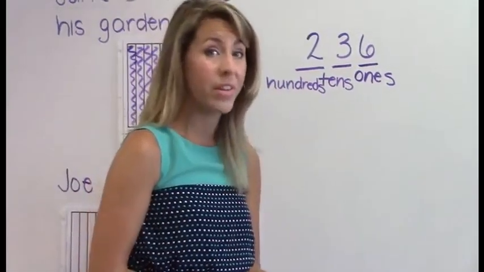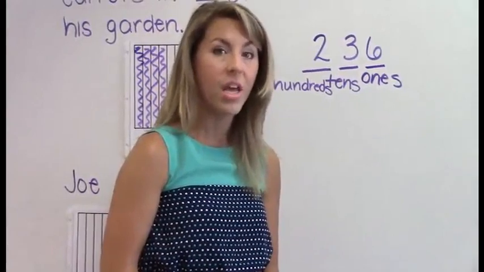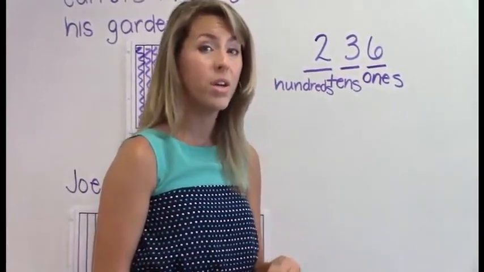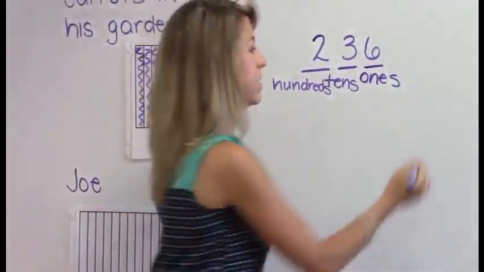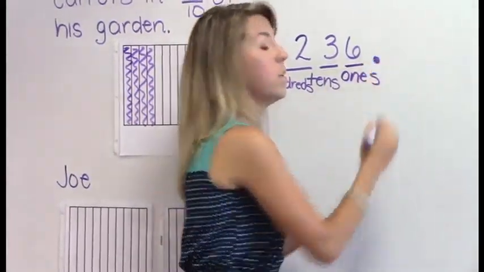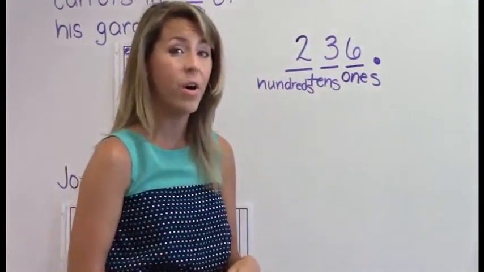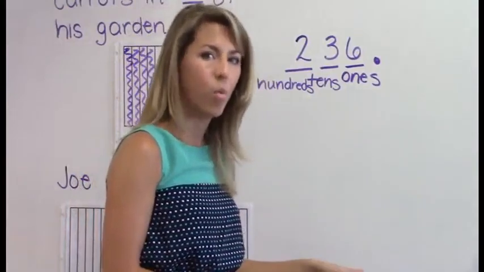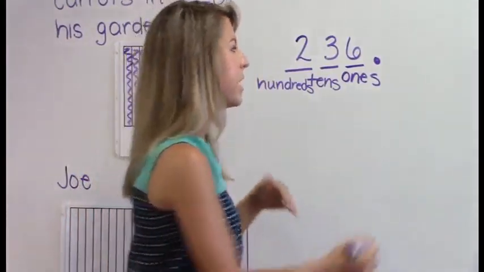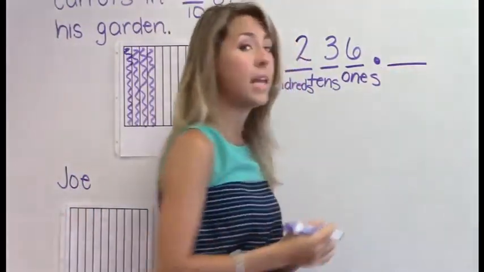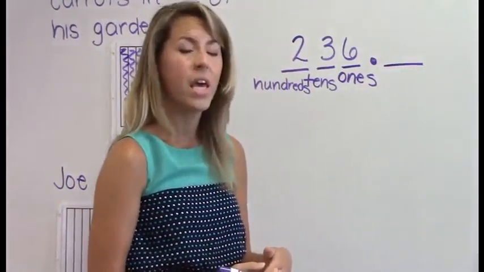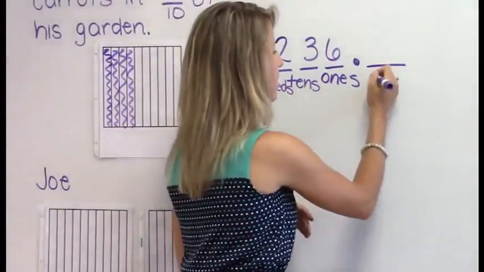When we begin working with decimals, we teach our students that we use a decimal point to the right of the ones place to show that the values that follow are less than 1 whole. This place right here, to the immediate right of the decimal, is what we call our tenths place.